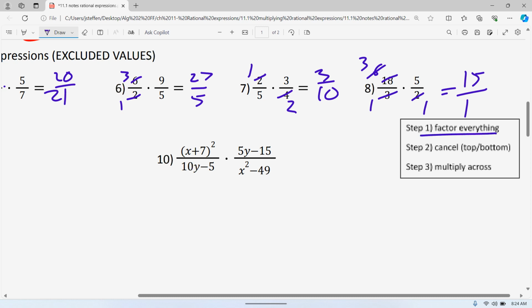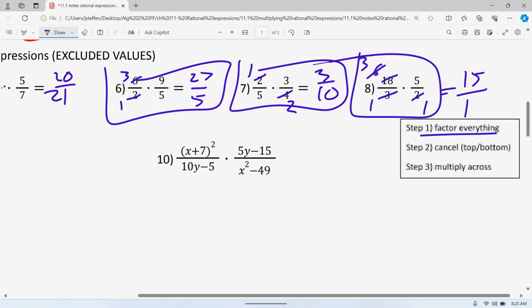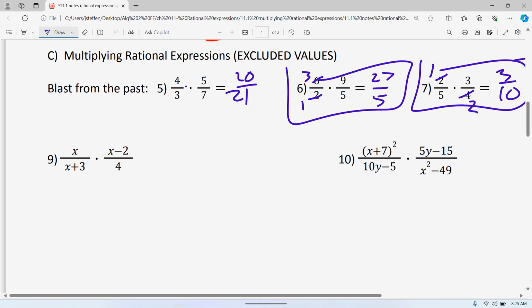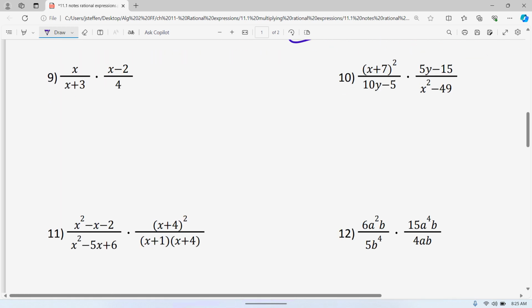Then, just like we did the reducing here, numbers 6, 7, and 8, where we cross reduce or reduce on the top and the bottom, that's what we're going to do. We're going to cancel things by reducing. And then once we're done, you're going to multiply straight across, just like we did. So again, those 3 steps. If you get confused on where to start, I'm hoping you can go through just a normal fraction and do it the same way.